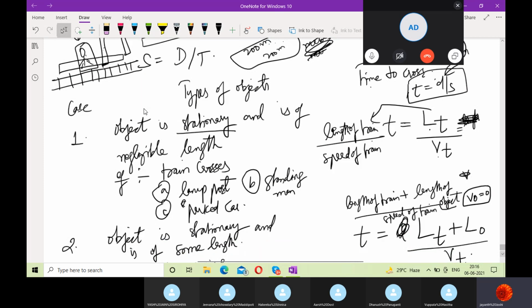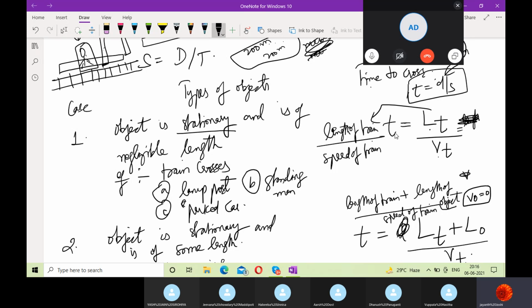So very simple, object is stationary. That means some man is standing on the platform, railway platform, or there may be a lamp post or a parked car, and all these are stationary, not moving, and they don't have length even. So they have negligible length. That means that length is not even to be considered at all in comparison to a train.